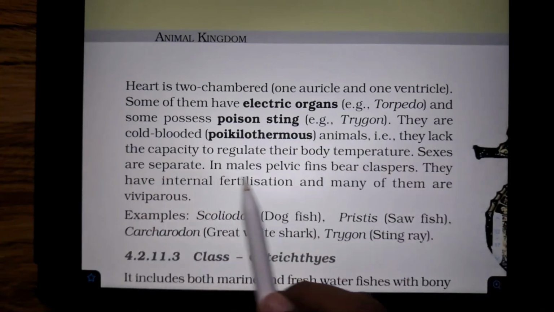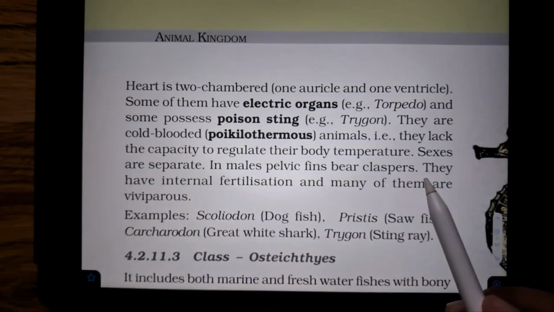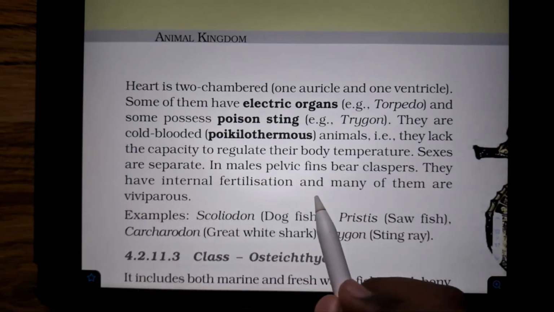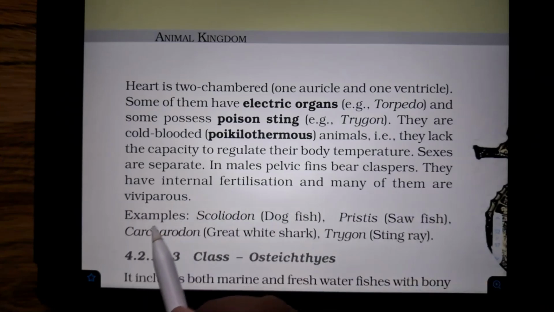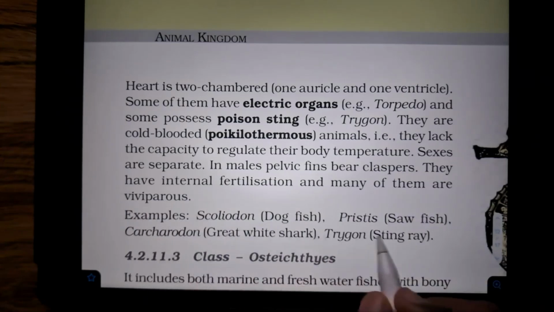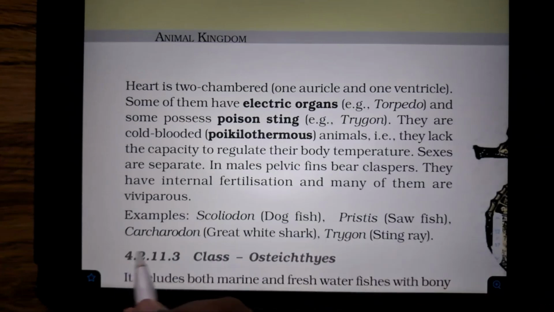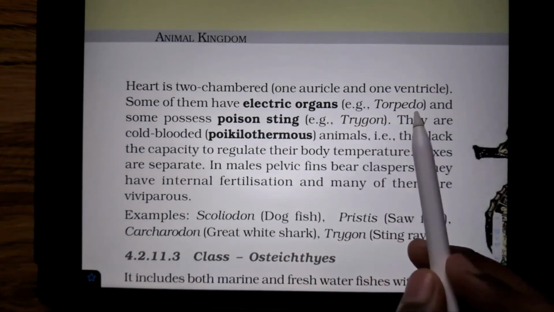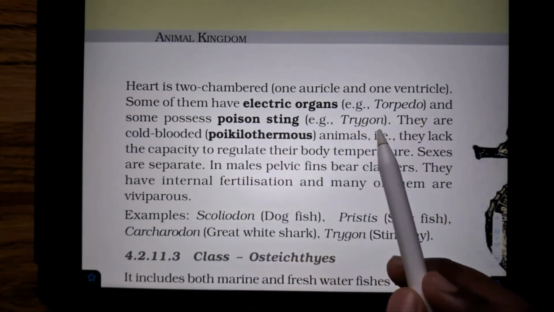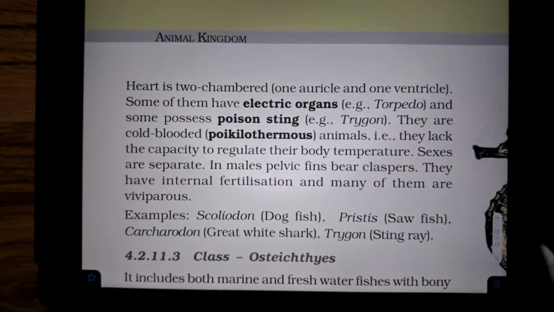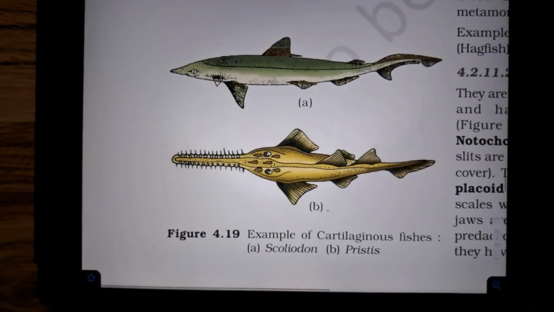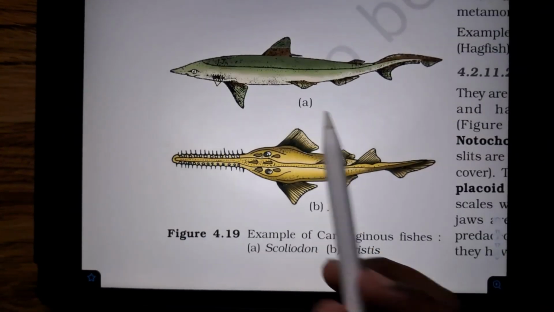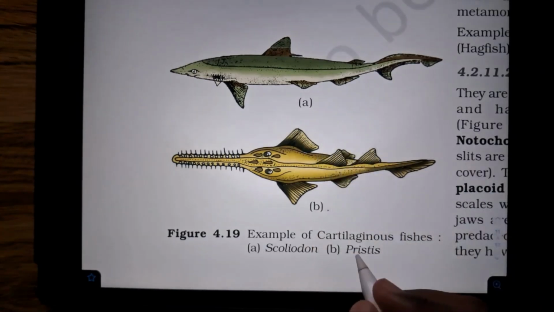Sexes are separate. In males, pelvic fins bear claspers. They have internal fertilization and many of them are viviparous. Examples: Scoliodon, dogfish; Pristis, sawfish; Carcharodon, great white shark; Trygon, stingray. Here you can see that the electric organ is in Torpedo, the poison sting is in Trygon, and this is Scoliodon, dogfish. A represents Scoliodon dogfish and B represents Pristis sawfish.